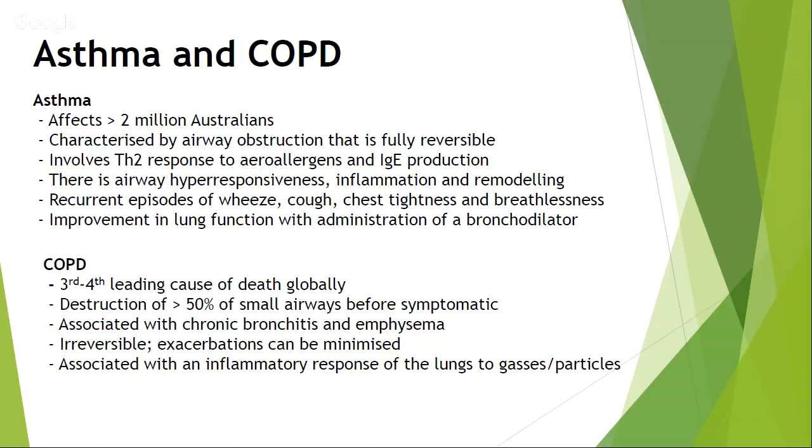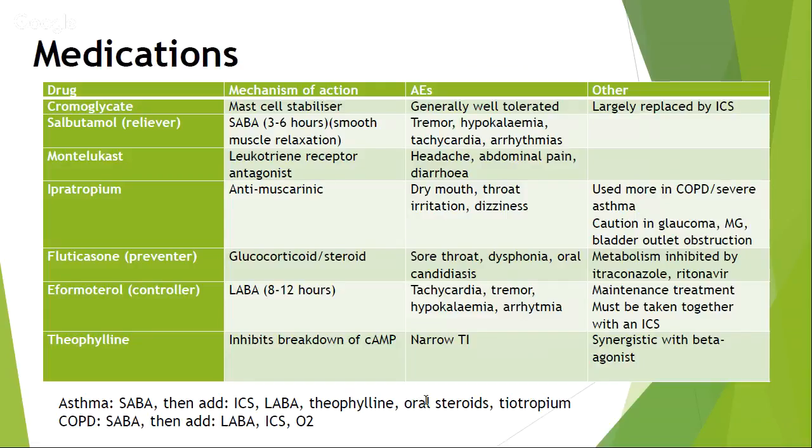In terms of the medications for these, they will use the same kind of medications but in different orders. So in asthma, you'll begin with your short-acting beta agonist, so something like salbutamol, which is your reliever. And then if you can't control the asthma with that alone, you'll add a corticosteroid, then a long-acting beta agonist, and then other drugs down the line. In COPD, you start with the same, so with the SABA, but then you'll add a LABA before corticosteroids.